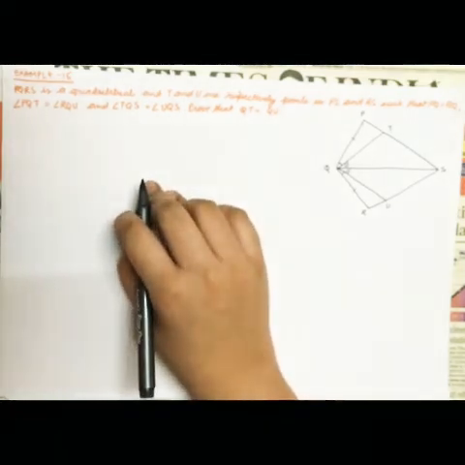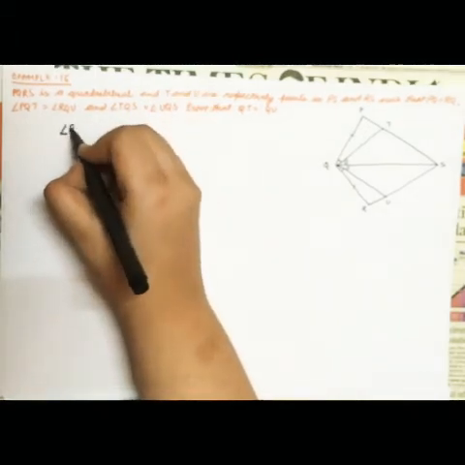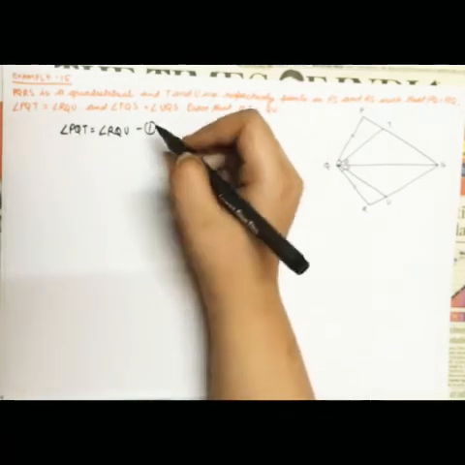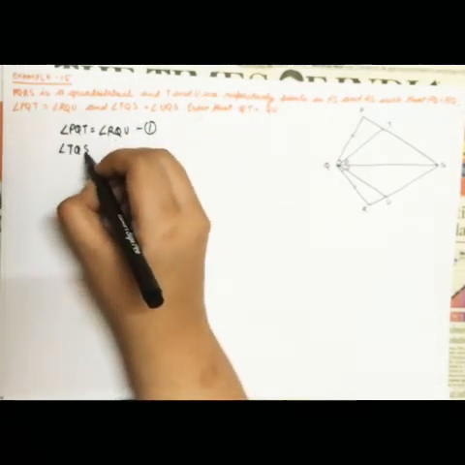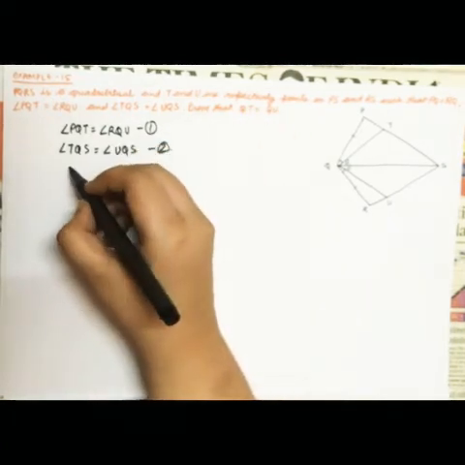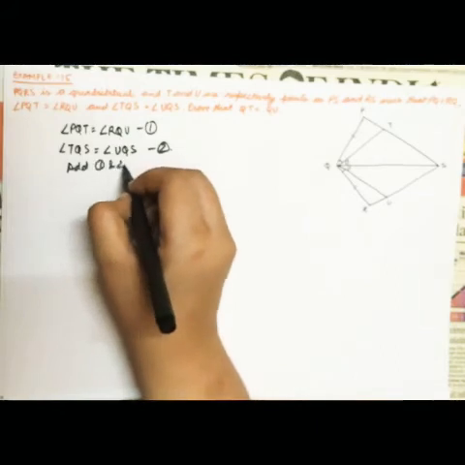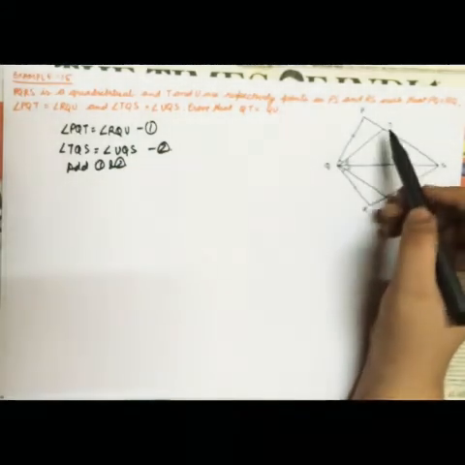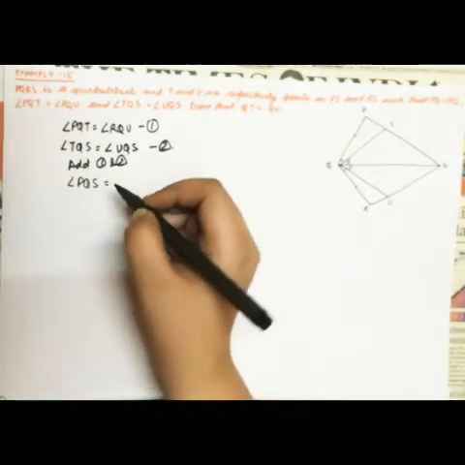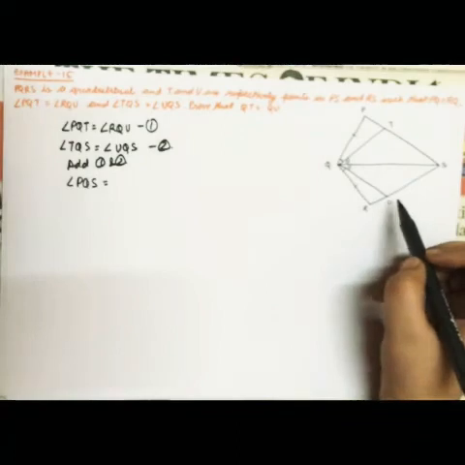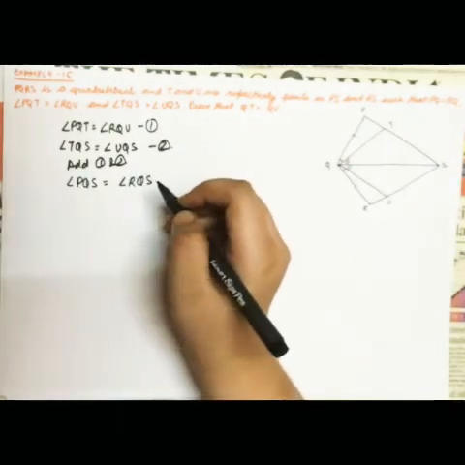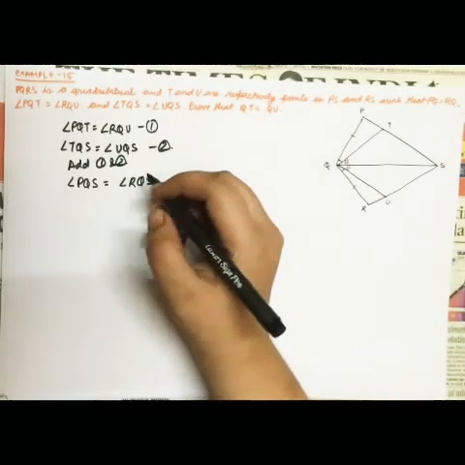For this we will start with, it is given that angle PQT is equal to angle RQU. We will mark this as 1. Similarly, angle TQS is equal to angle UQS. We will mark this as 2. Now we will add 1 and 2. Angle PQT plus angle TQS is equal to angle PQS. Similarly, angle RQU plus angle UQS is equal to angle RQS.